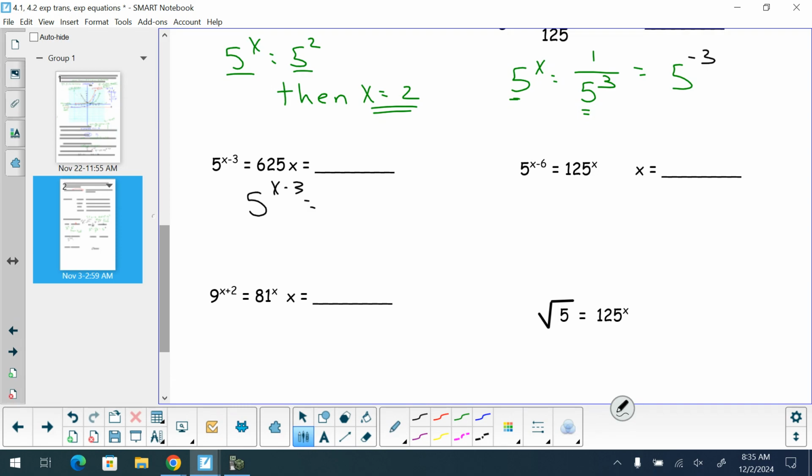Your goal, as you rewrite this, is to rewrite it with a like base. So I have 5 to the x minus 3 is equal to 625. Well, I want to write that as a base of 5. We want to get our bases to be the same. So 625 can be written as 5 to what power? Fourth power.